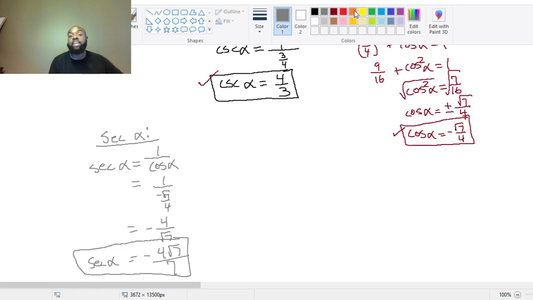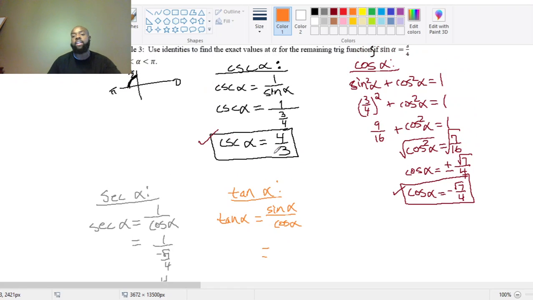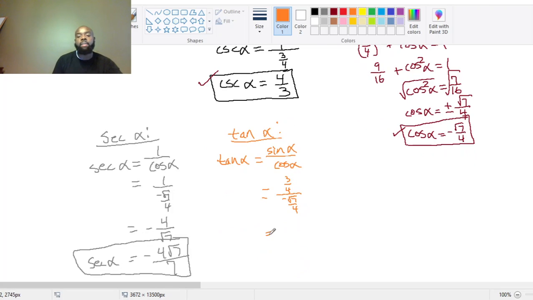Next is I can find my tangent. Well, we know that tangent of alpha equals the sine of alpha over the cosine of alpha. You can use a Pythagorean identity that tangent squared plus 1 equals secant squared. But this one is a little simpler to me because I don't have to worry about squaring anything. And so since my sine was 3/4 and my cosine was negative square root of 7/4, I know that this is the same as multiplying by the reciprocal of that denominator.